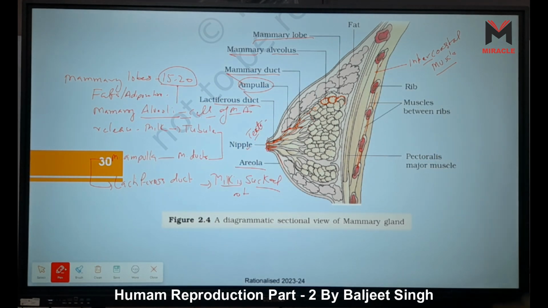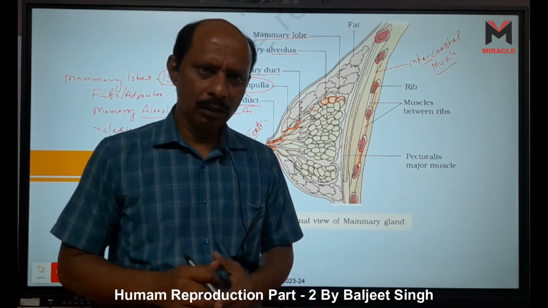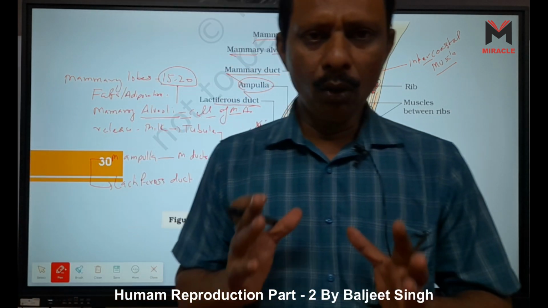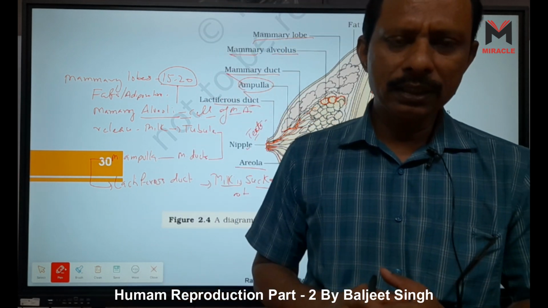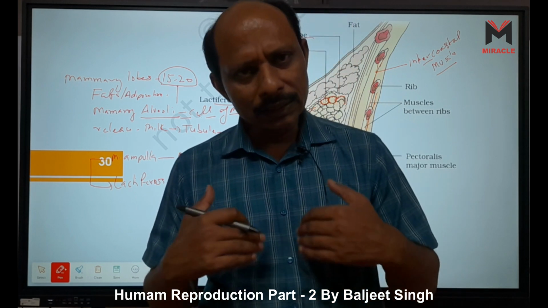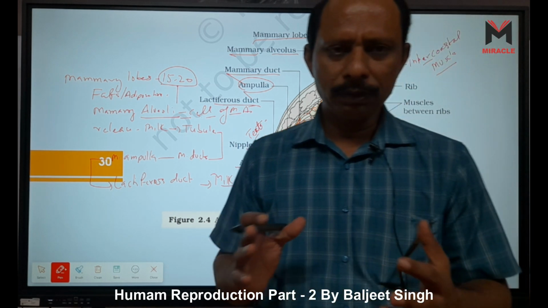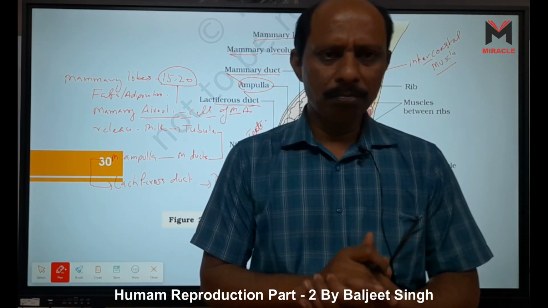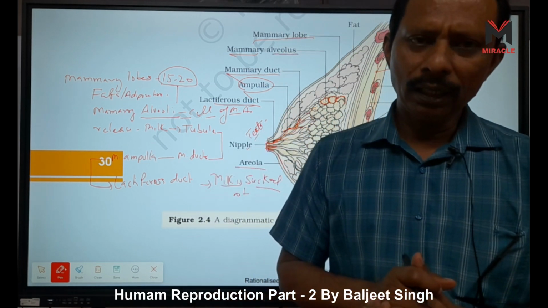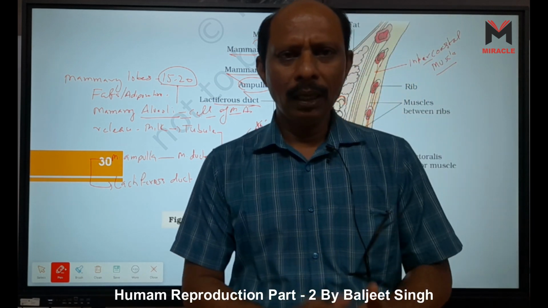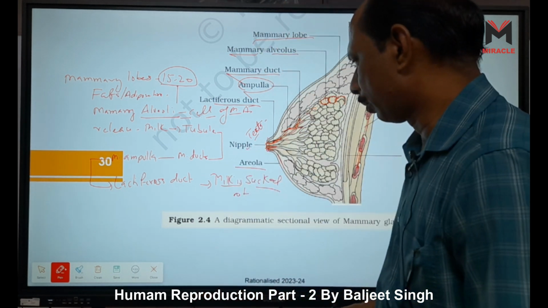Okay, so in this figure you can understand what is the route of milk. Milk is formed in lobes, right? Each lobe contains many alveoli. Each alveolus cell secretes milk, and this milk is stored in the alveoli, the sac-like structure. Then it is transferred to the tubules, mammary tubules. Now many mammary tubules open into a single mammary duct. Mammary duct opens into the ampulla. Ampulla opens into the lactiferous duct, and from the lactiferous duct, milk is sucked out.